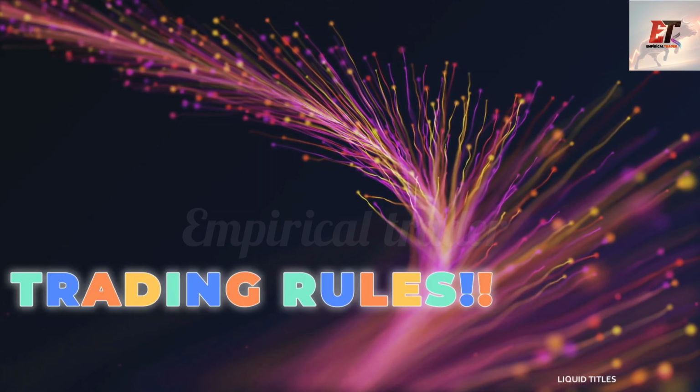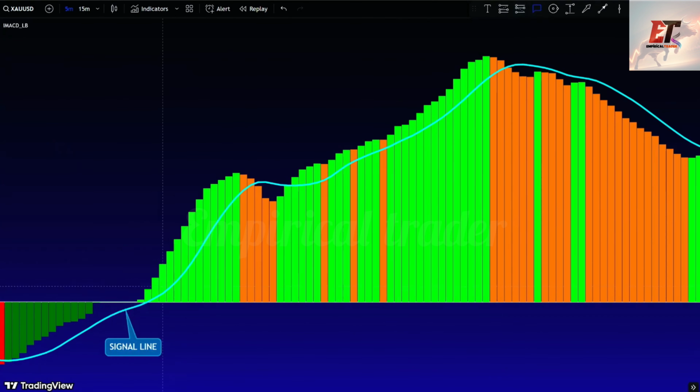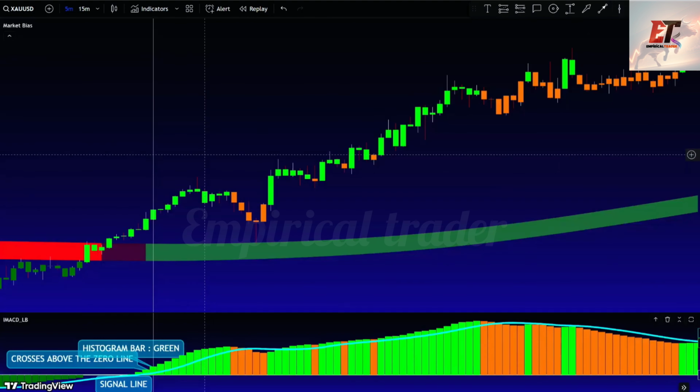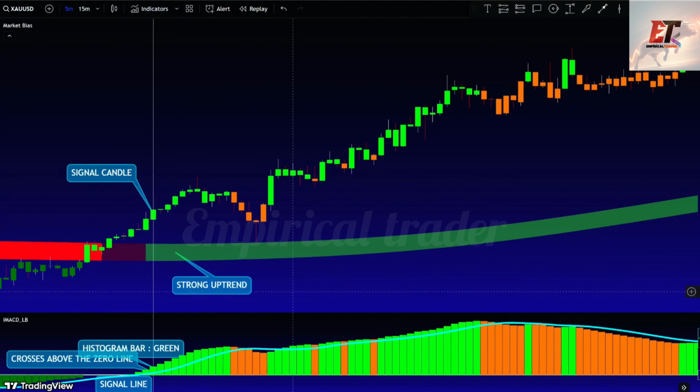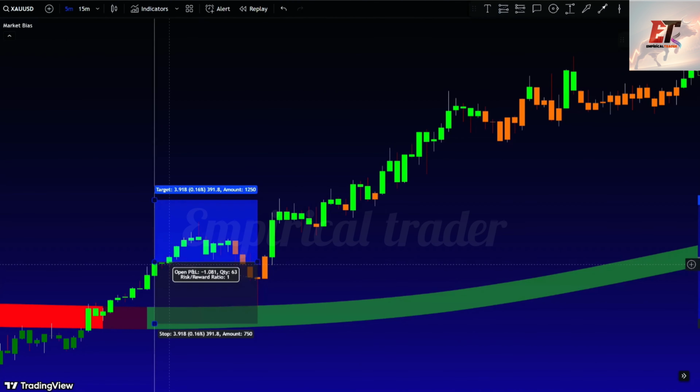Alright, time to put the Impulse MACD to work. Keep your eyes peeled for when a signal line hops over the zero line and the histogram bar turns a lovely shade of green. This could be your chance to buy in. Now, how do we know which candle gives you the exact signal? Just draw a vertical line where the crossover happens. Next up, check if the closing price of the signal candle is above the bright green market bias line. If it is, that's a solid sign that the market has got a strong uptrend and it's time to open the buy trade.